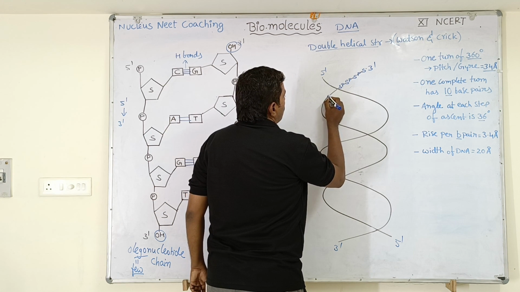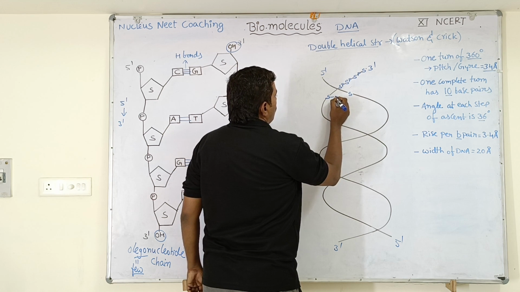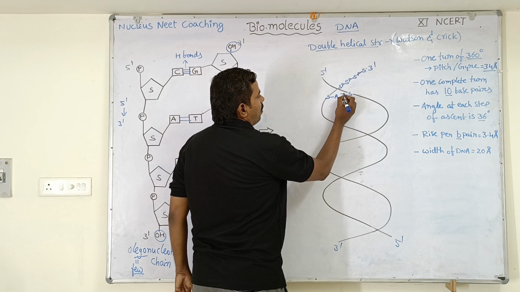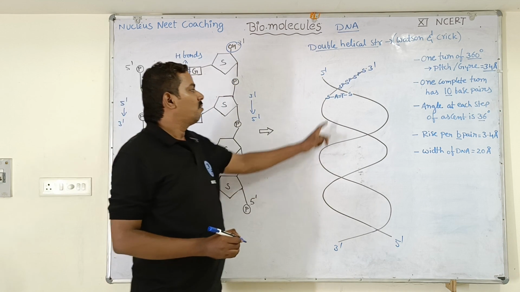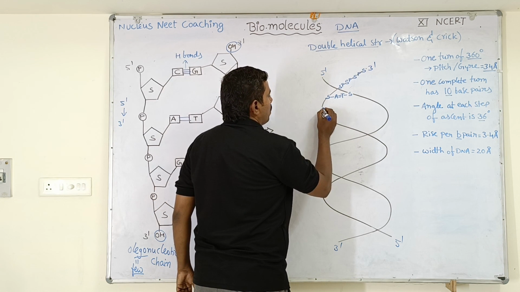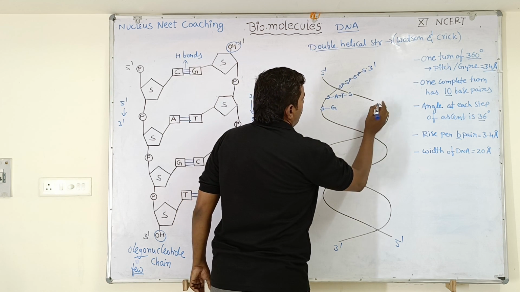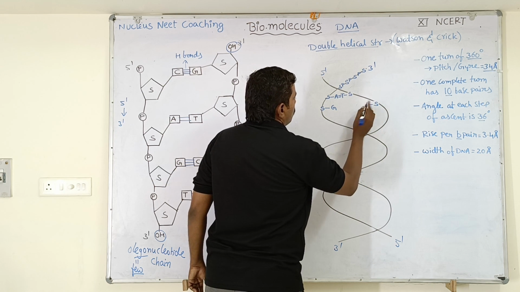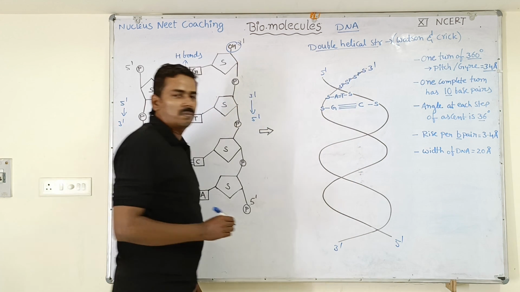Wherever sugars will be present, attached to the sugar there will also be a nitrogenous base. If adenine is present on one sugar, on the opposite sugar there will be thymine. Adenine and thymine will always pair with each other and they form double hydrogen bonds. Suppose here in a sugar phosphate backbone, in this sugar there is a guanine, and in the opposite sugar there will be cytosine. Guanine and cytosine will form a triple hydrogen bond.